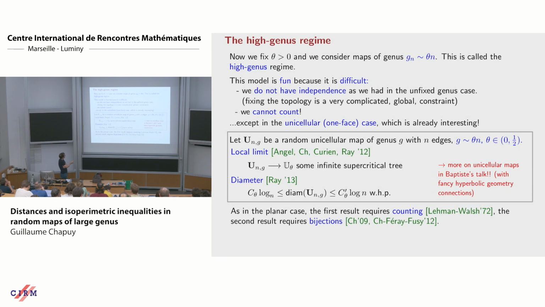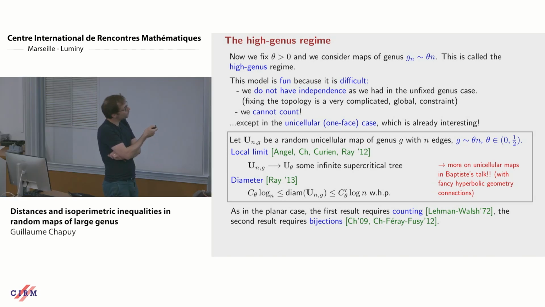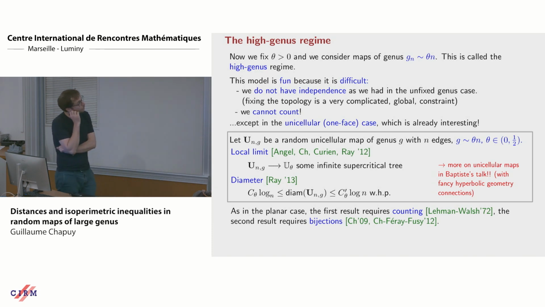I will just say this, that the reason why we could do that 10 years ago is because for the local limit, we have some counting. So one-face maps are well understood. There are formulas due to Lehman and Walsh, which were rediscovered by Harer and Zagier in the 80s, but in combinatorics, they were known 15 years before. And the second result requires bijections, but it turns out that we have quite powerful bijections for one-face maps.